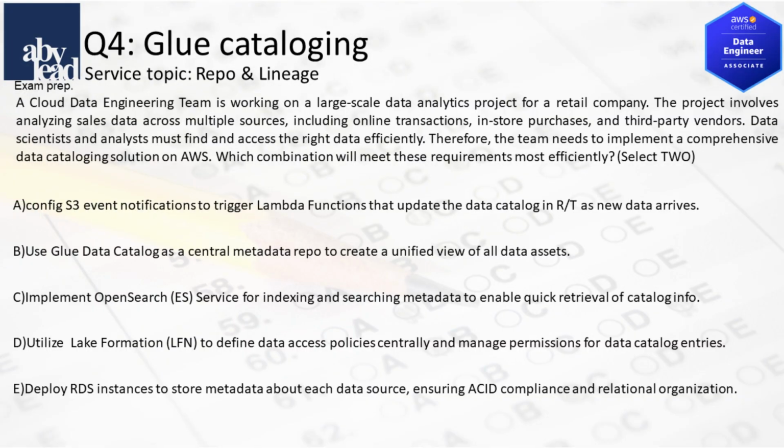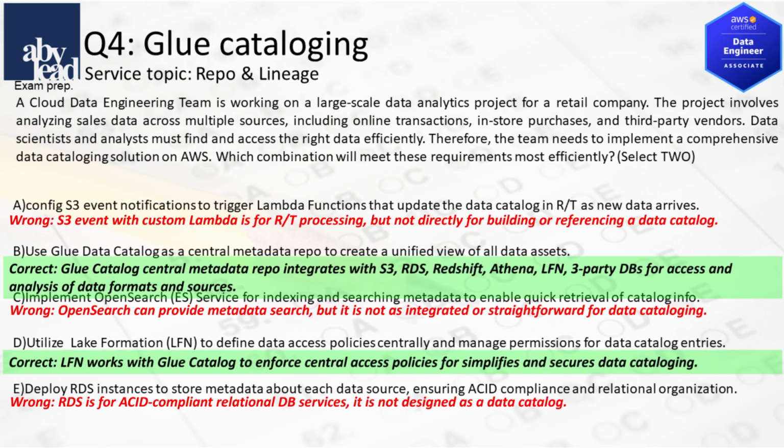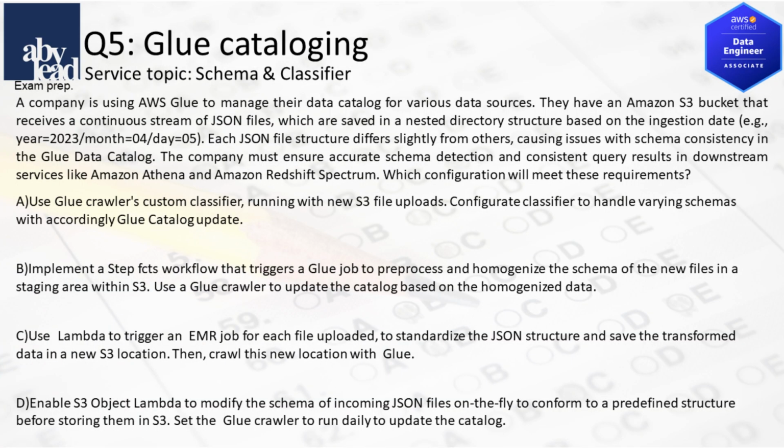Question 4. How do you most efficiently catalog large-scale multi-source data for analytics? Wrong is to engage S3 event with custom Lambda, OpenSearch, or RDS for data cataloging. The solution is to use Glue Catalog integrated with S3, RDS, Redshift, or third-party databases with Lake Formation to enforce central access policies.